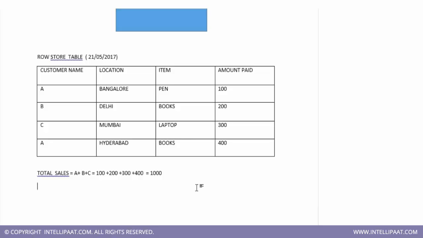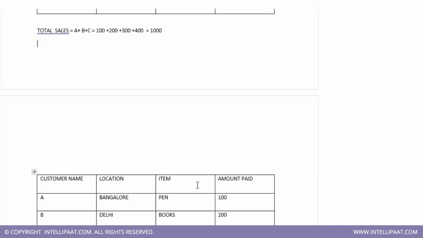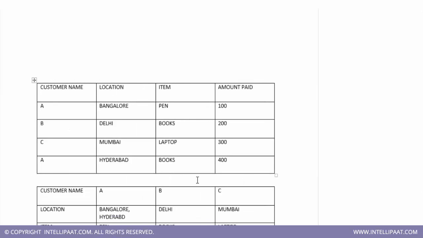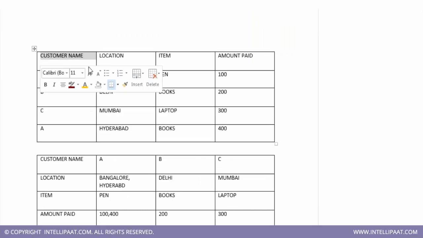So SAP has taken a columnar approach. Let's quickly see about the columnar approach. This is a row table, and this is also a row table for your example, and this is a column table.